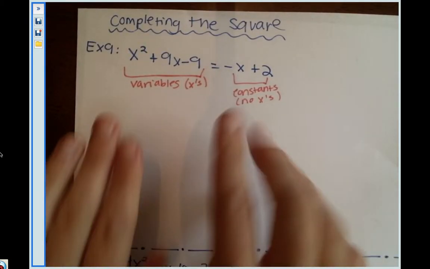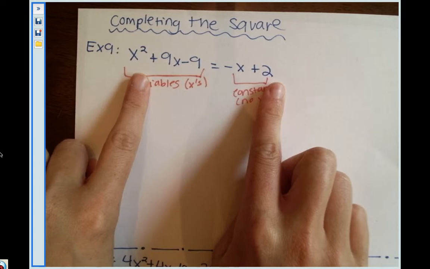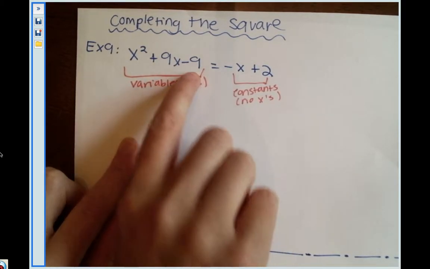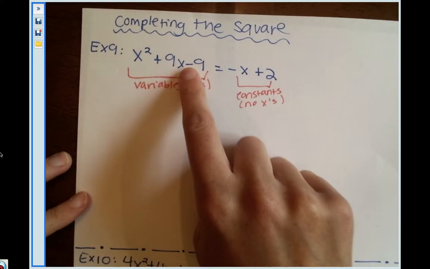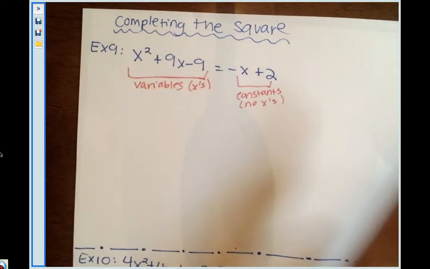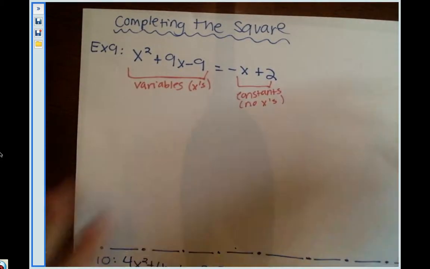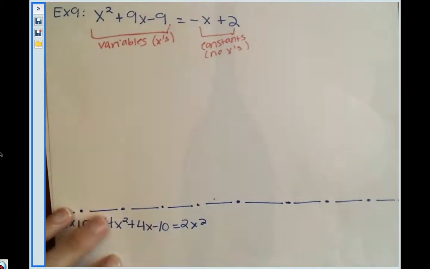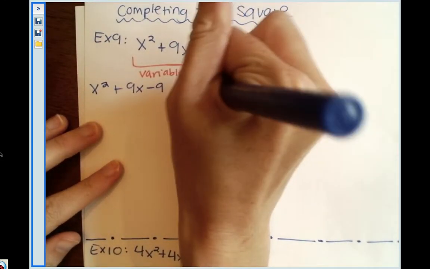So that's our goal. Currently I have this negative x on this side, which is irking me because it's not a constant. I want to move all my x's over here. And this negative 9 right here is irking me because it's a constant, which means it needs to join this side. So I'm going to be moving negative x to this side of the equation and negative 9 to this side, so my x's can be together and my constants will be together. They don't get along, so we're going to separate them for a little bit so they can figure out their life and hopefully one day get along. Alright, so I'm going to rewrite this equation so I can start working with it. I'm going to write x squared plus 9x minus 9 equals negative x plus 2.